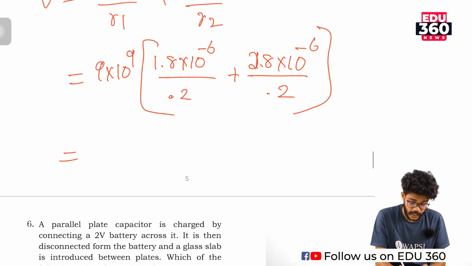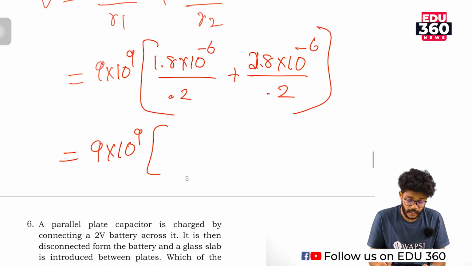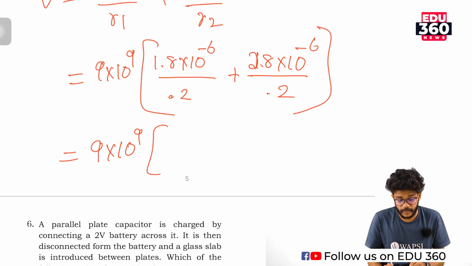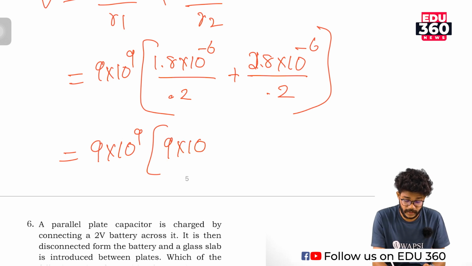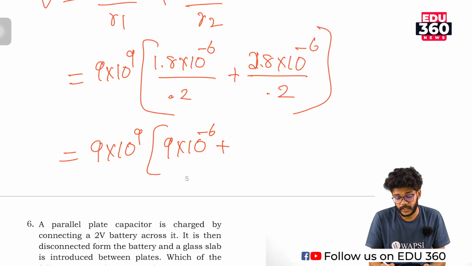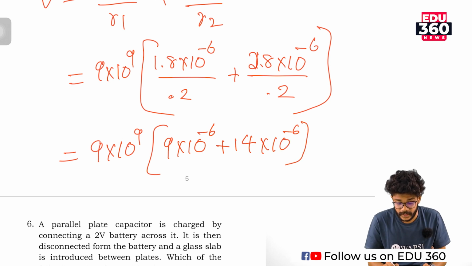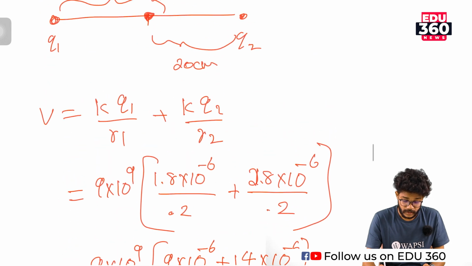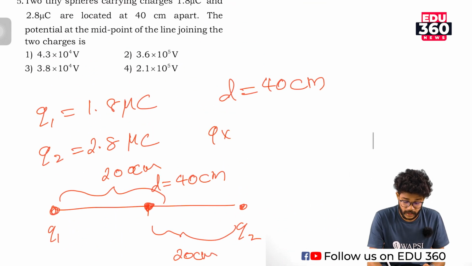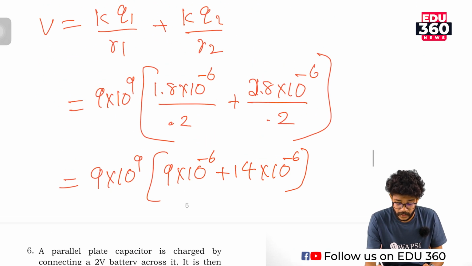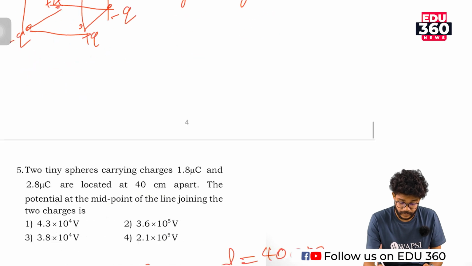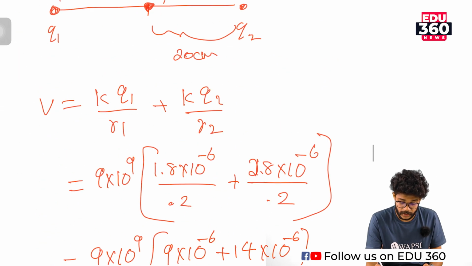Okay, which is equal to 9 into 10 raised to 9 into 1.8 divided by 0.2, which is 18 divided by 2, that is 9 into 10 raised to minus 6, plus 2.8 divided by 0.2, which is 28 divided by 2, that is 14 into 10 raised to minus 6. So 14 plus 9 is 23. So 9 into 10 raised to 9 into 23 into 10 raised to minus 6.